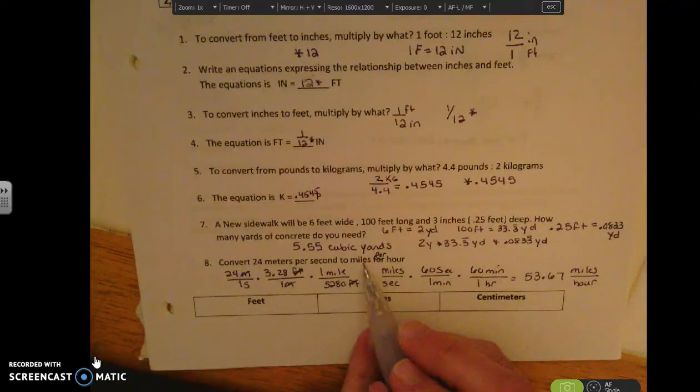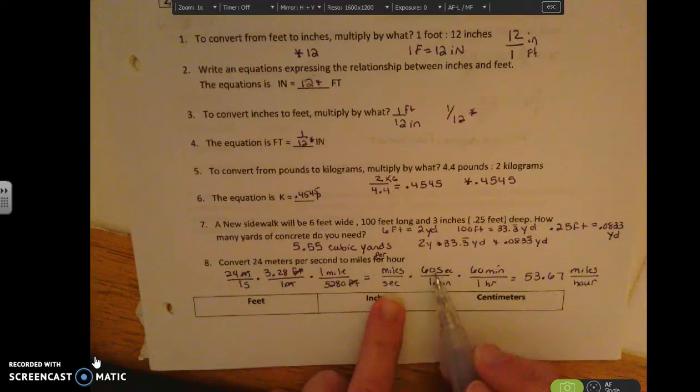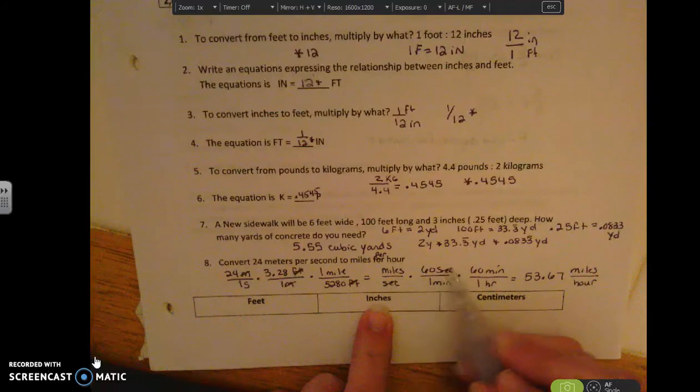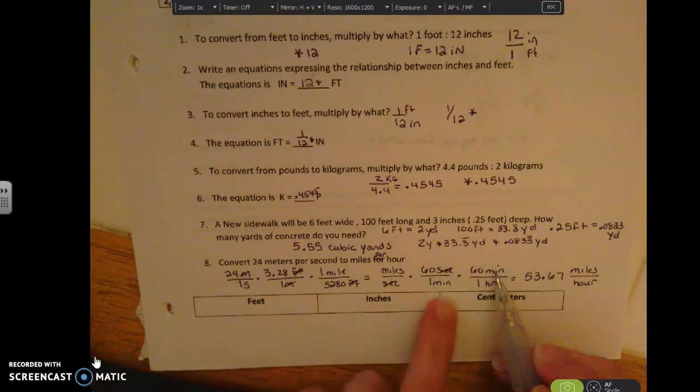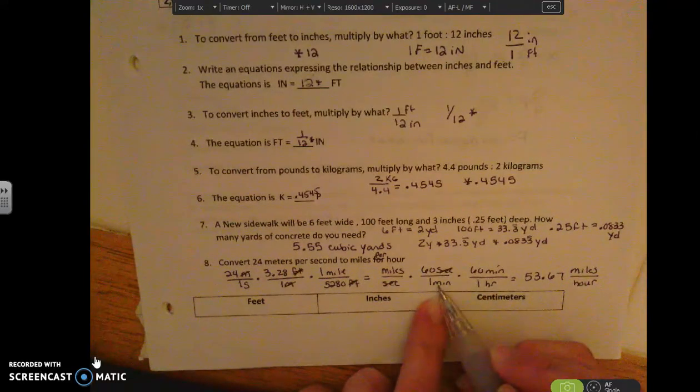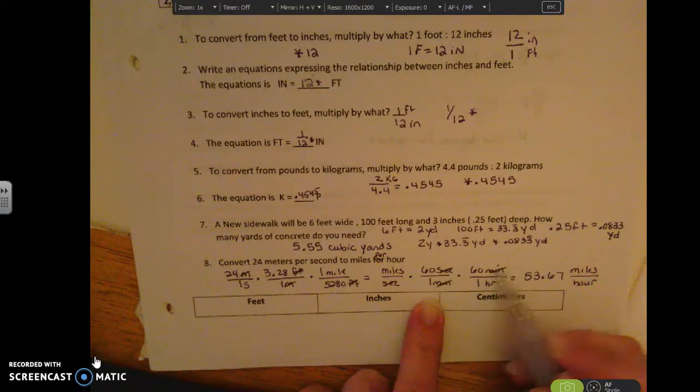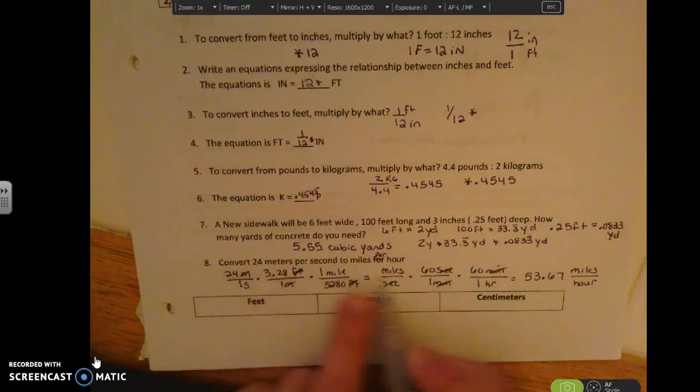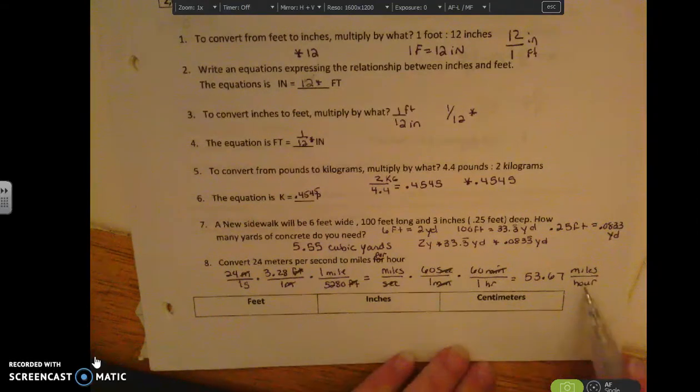So I got my miles, but now I need hours. So 60 seconds equals 1 minute, so now my seconds are canceling out. 60 minutes equals 1 hour, so now my minutes are canceling out. So now I'm left with miles across the top and hours across the bottom, and I'll have miles per hour.